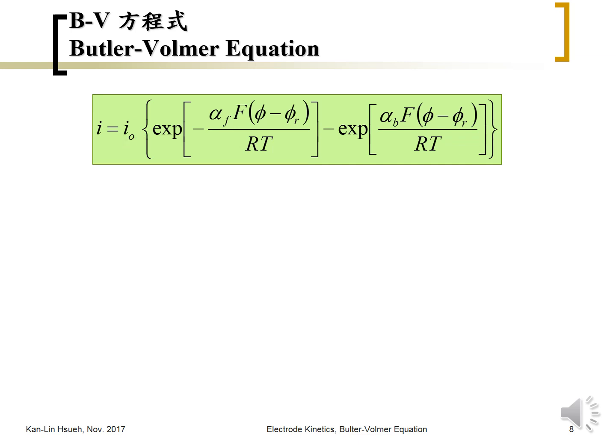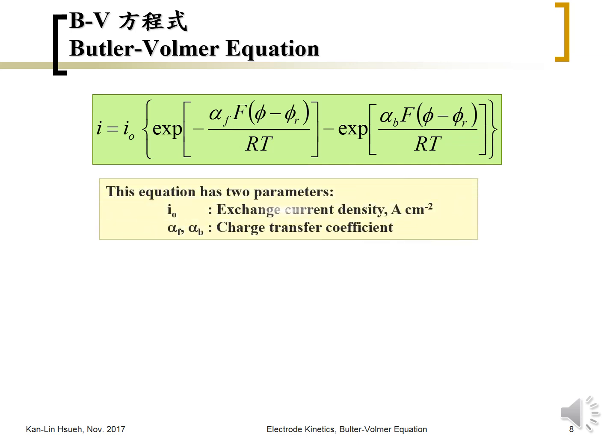So this equation has two parameters. One is I0, we call the exchange current density. And the other is alpha F and alpha B. We call the charge transfer coefficient.